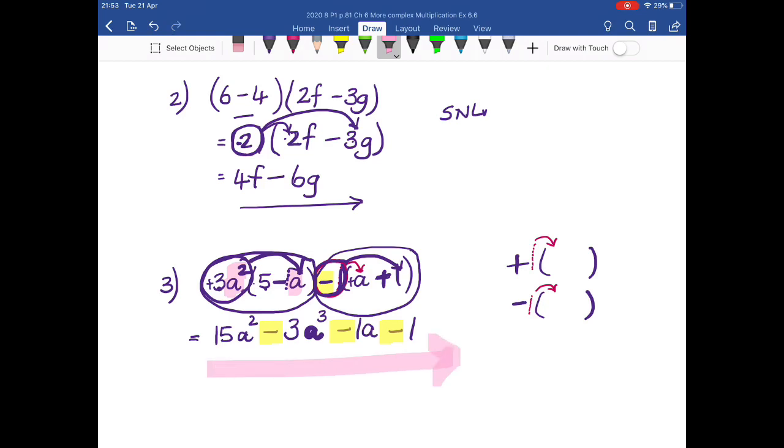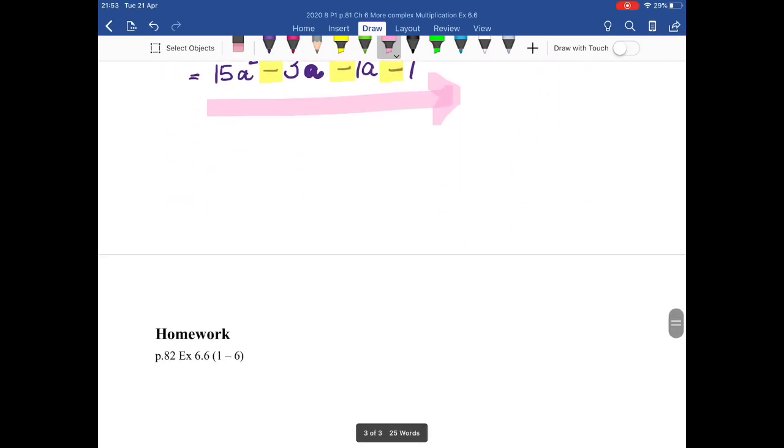And your homework today is on page 82, exercise 6.6.